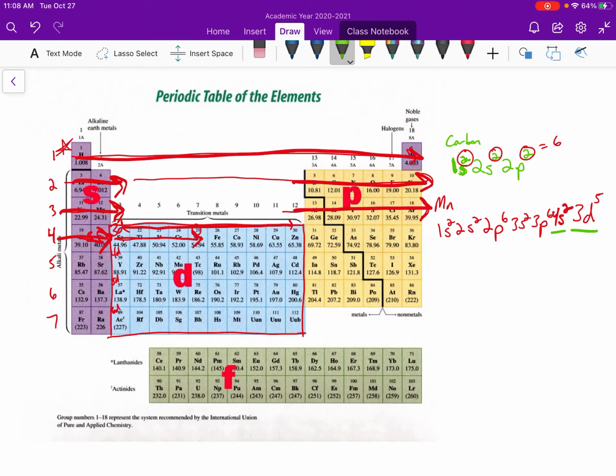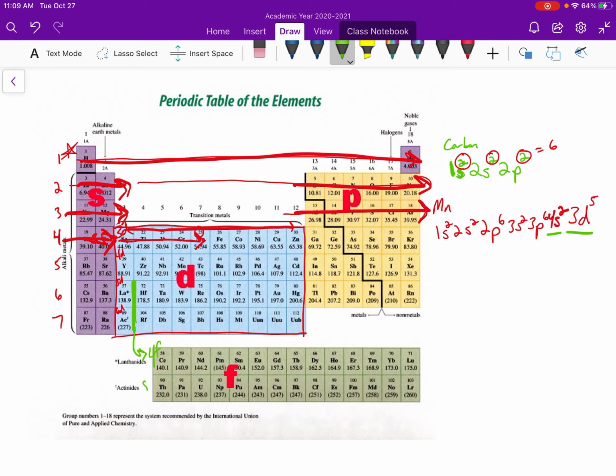Okay. It gets even messier with the F block. Because if you notice, the F block should be right in there. And so what we see is this is actually 4f and 5f. The F block is also shifted down 1. And we'll practice that a little bit more later this week, but that just gives you a sense of where we're going.